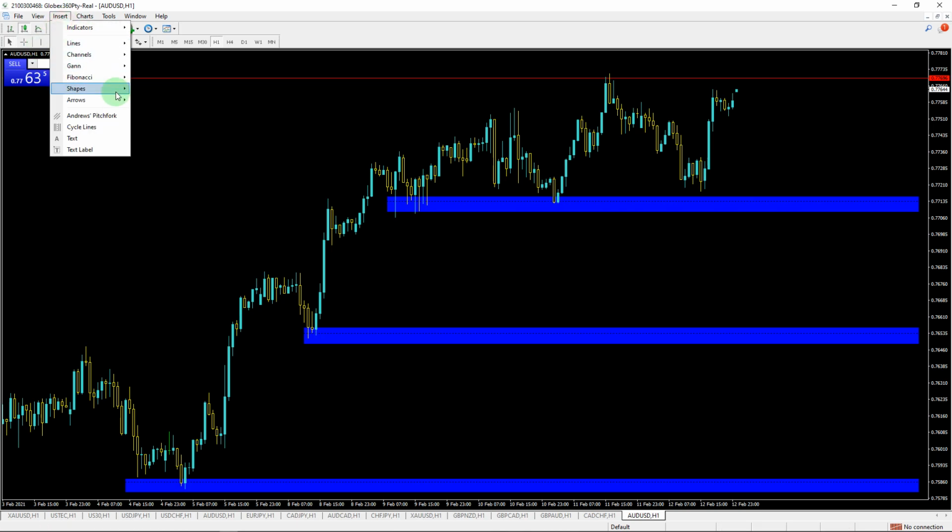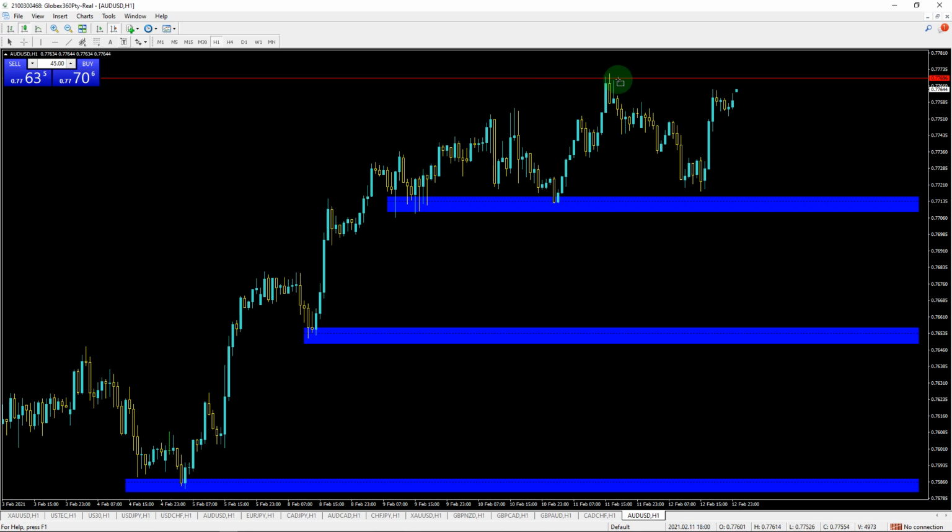And remember, I said resistance zones are above price. So we're gonna look for where the price touched. As you can see, even right over here, price is heading to this zone right here. Okay, so this is the AUD/USD pair that we're working on. This is the 1 hour time frame. As you can see, this is our resistance zone, this is our support zone, and this is our resistance zone right here at the top.